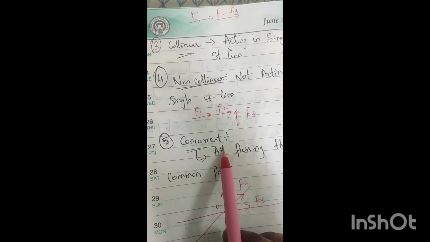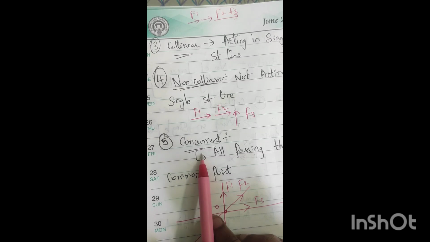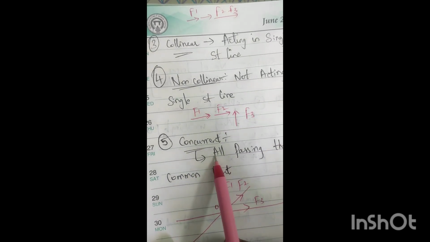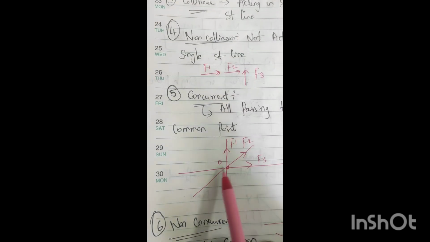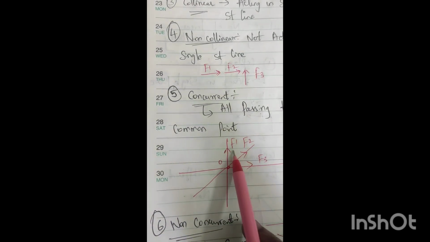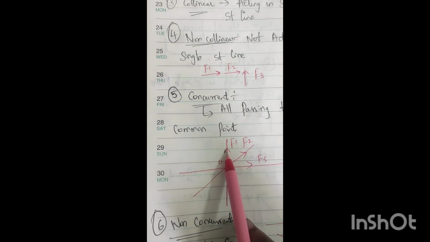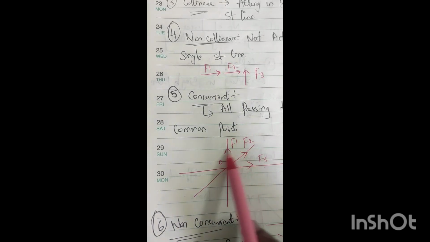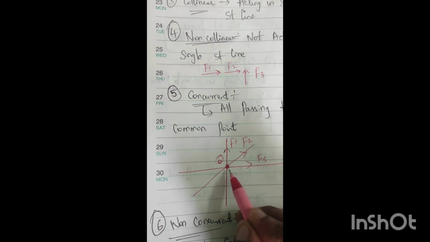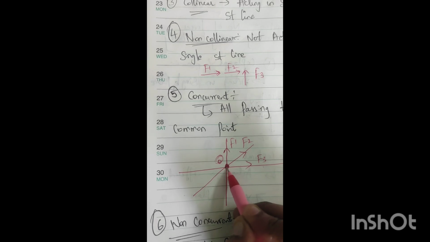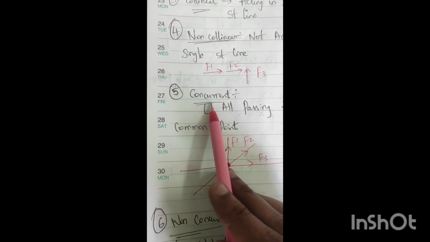Next, concurrent forces. Concurrent forces means that in a plane, all forces are acting through one common point. For example, the F1 force is acting like this, the F2 force like this, and the F3 force like this. All of these pass through one point, and this point is O. So the forces are meeting at one point, and that is known as concurrent forces.